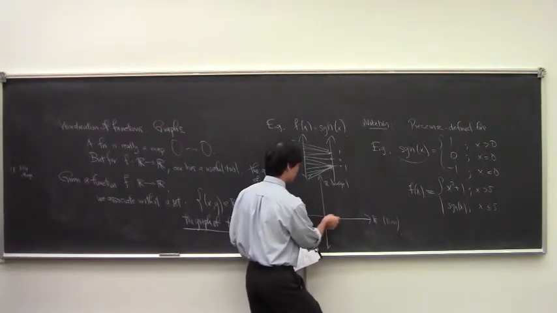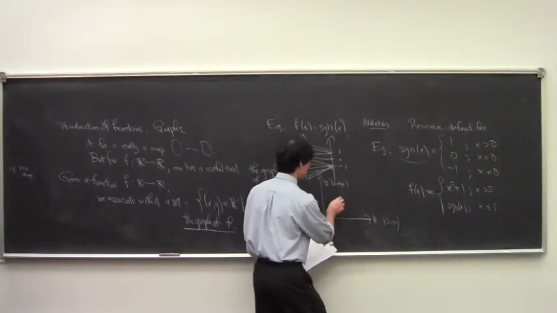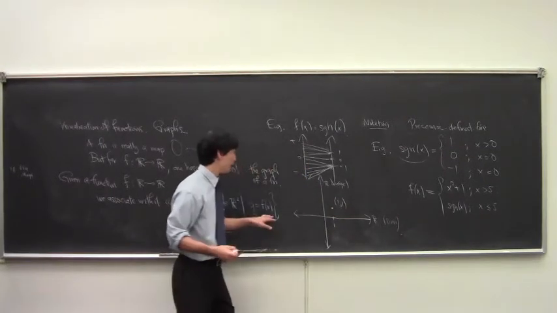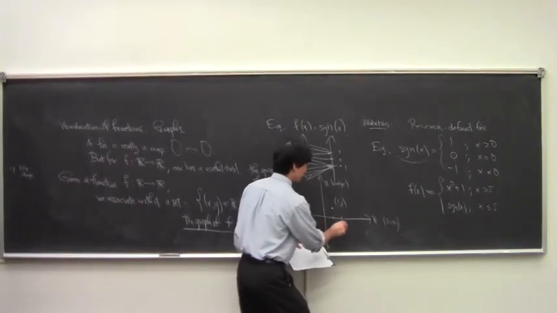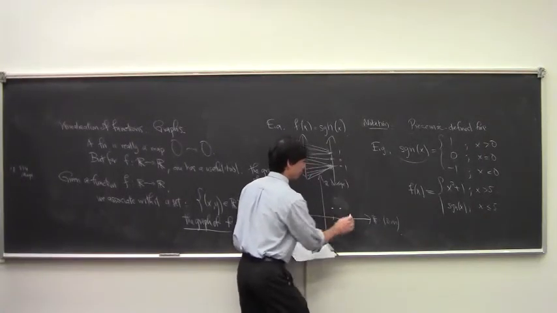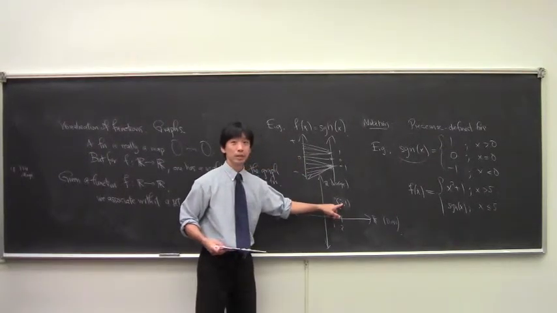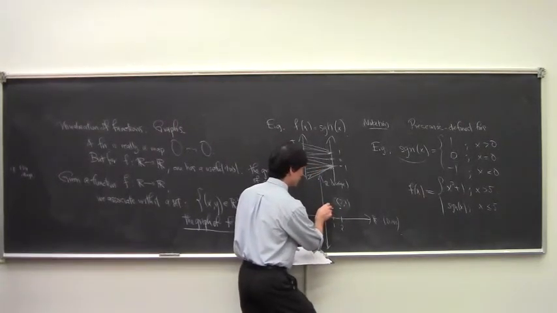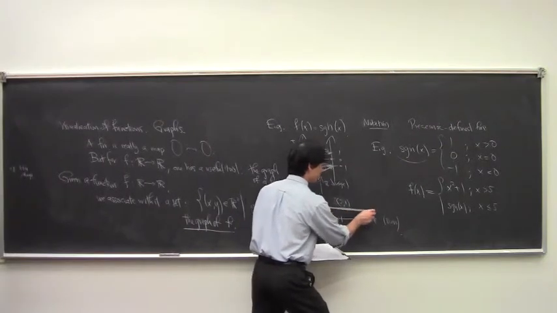So for example, 1, 1 is on our graph because y is f of x. 2, 1 is on our graph because y is the Signum function of x. In fact, if you take any positive number, all these guys lie on the graph.